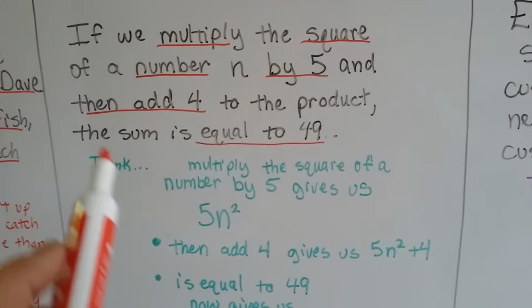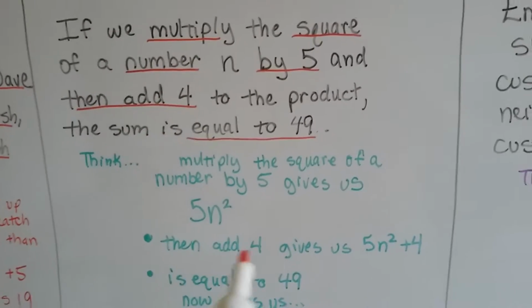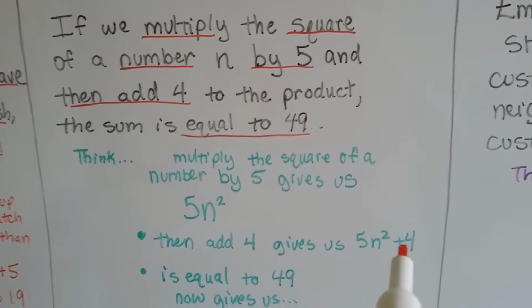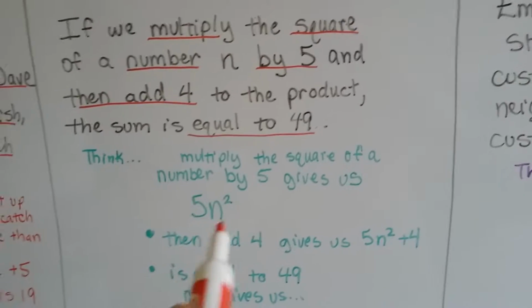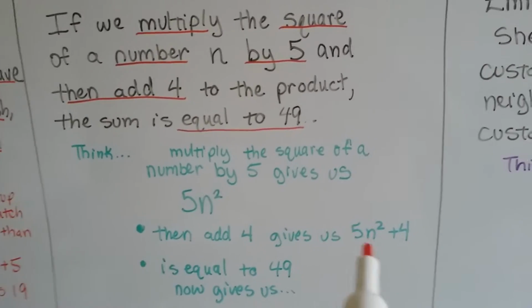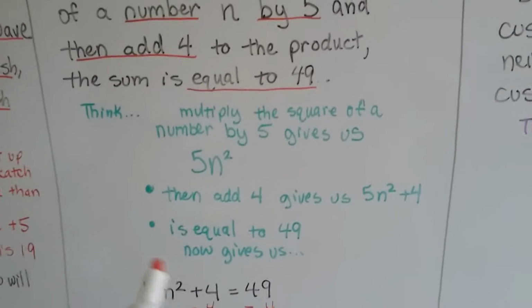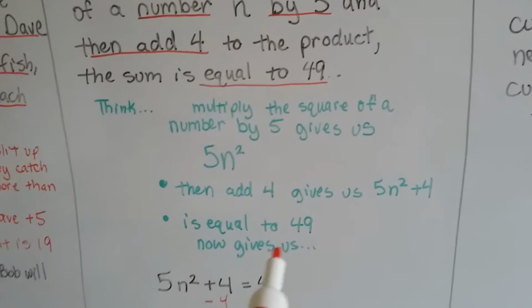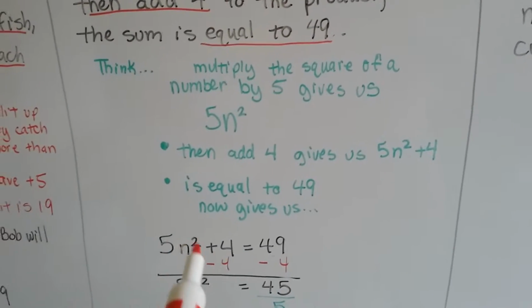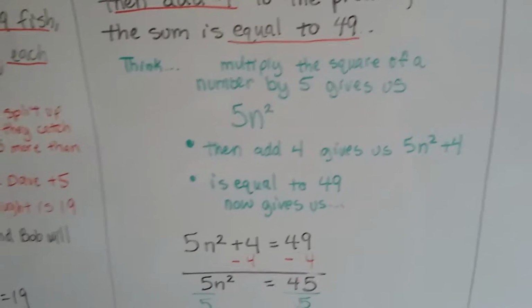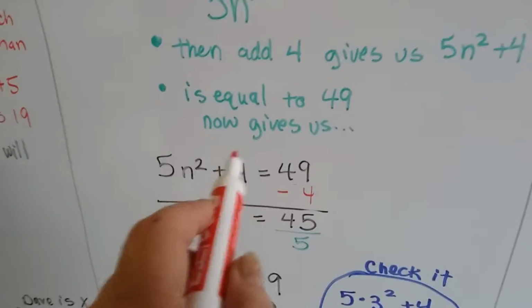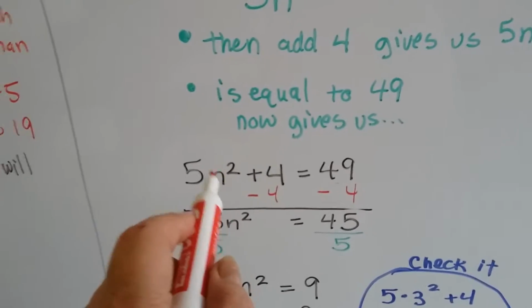All right? It says then add 4 to the product. That gives us a plus 4 in the back, because we're going to add 4 to this. Now we have 5n squared plus 4. It says it's equal to 49. So now we've got 5n squared plus 4 equals 49. So we have to get n by itself, right?